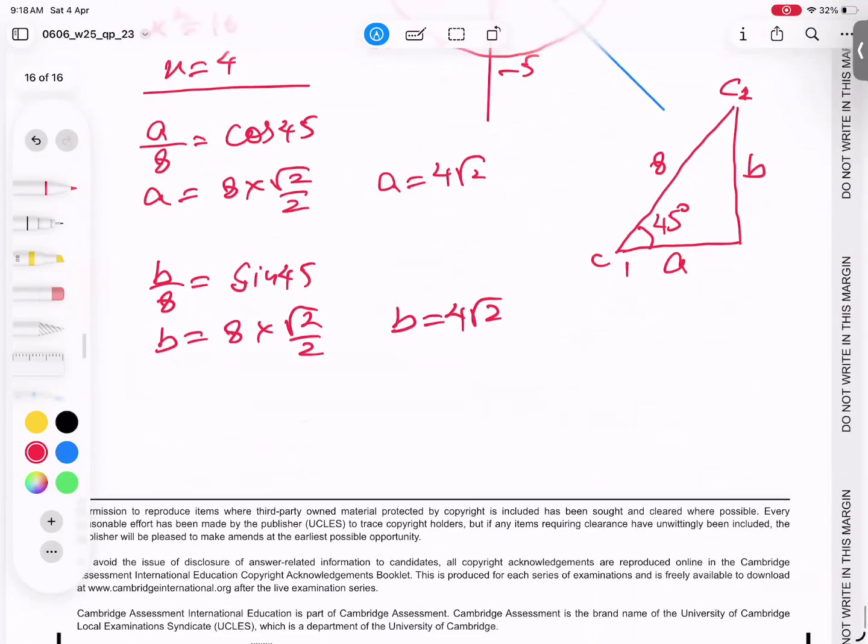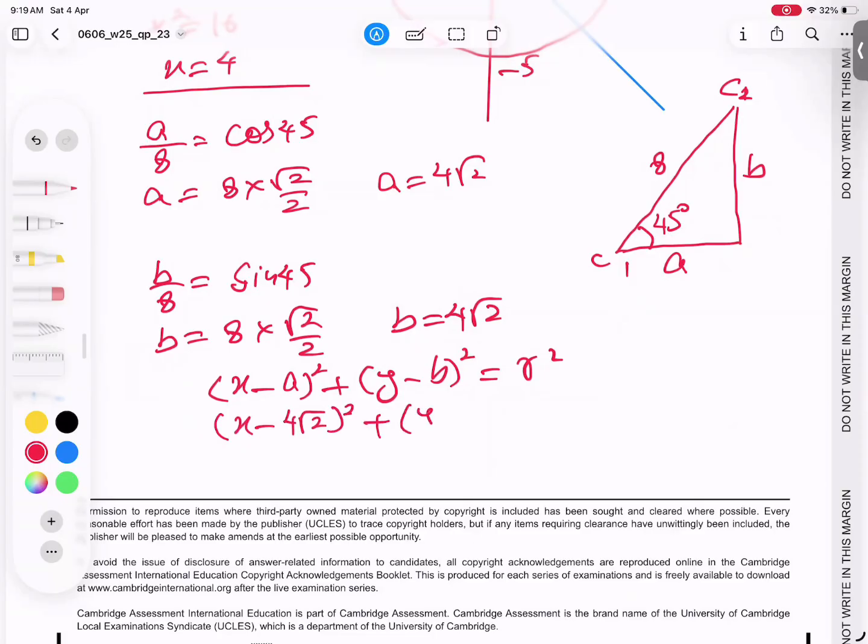And what is the equation of the circle, students? (x minus a) whole square plus (y minus b) whole square is equal to r square. So now I'm going to finalize it and then give the answer. Okay. He said that the center is what I'm putting now here: 4 root 2 and here also 4 root 2. And the radius is 5 square.